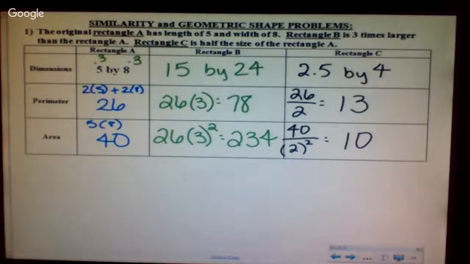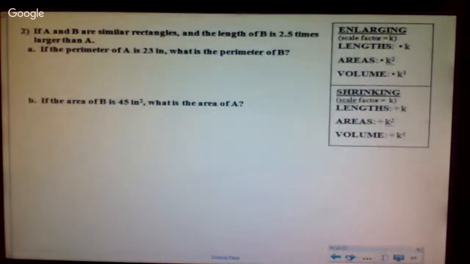Okay, let's practice. I gave you everything over here. If your figure's getting bigger, anytime you're doing anything with lengths, perimeter, dimensions, it's just times K, whatever your scale factor is. Areas times K squared, volume times K cubed. And if you're shrinking, if you're getting smaller, we need to divide by K squared, or by K cubed.